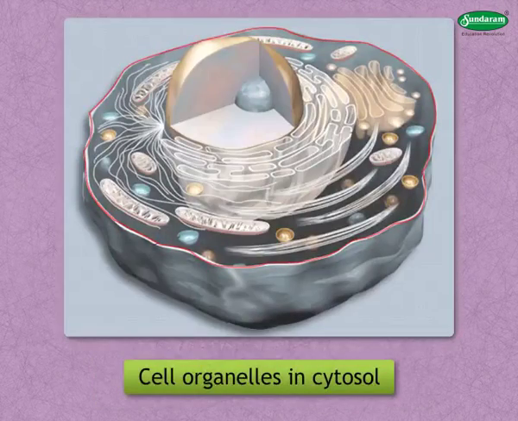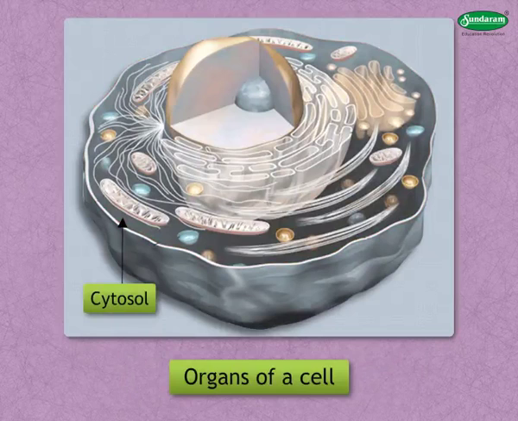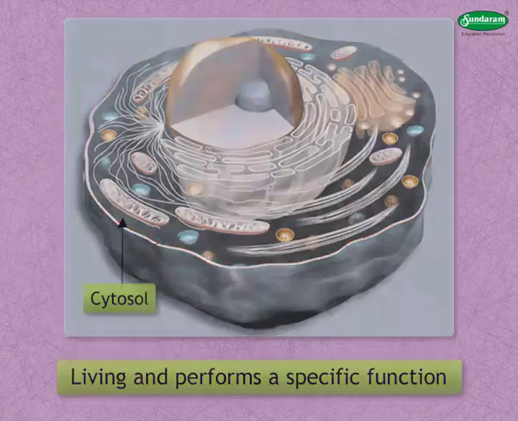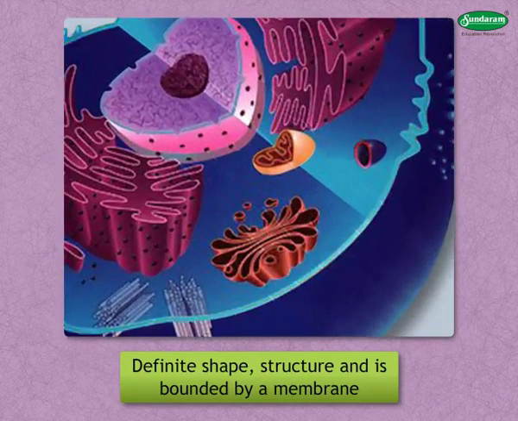Various cell organelles are embedded in the cytosol. They are organs of a cell. Each organelle is living and performs a specific function. It has a definite shape and structure, and is bounded by a membrane. The membrane keeps its contents separate from the surrounding cytosol.